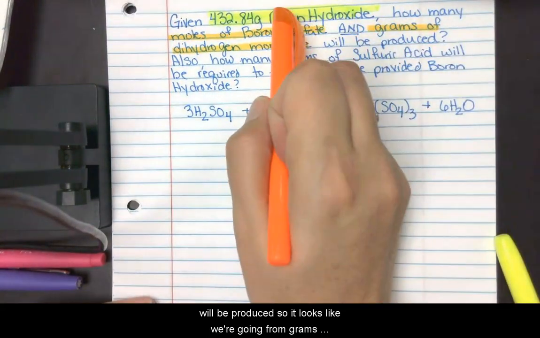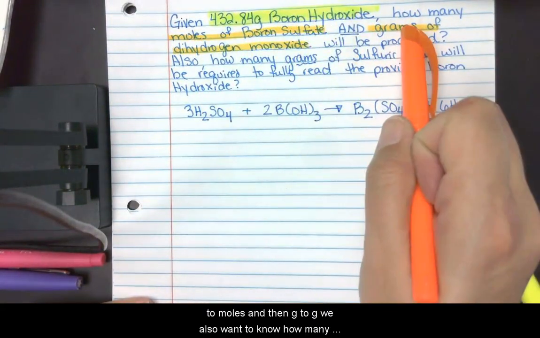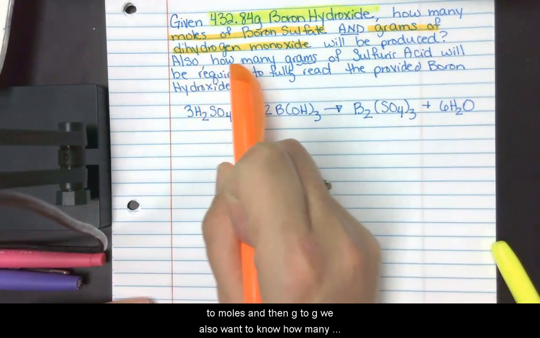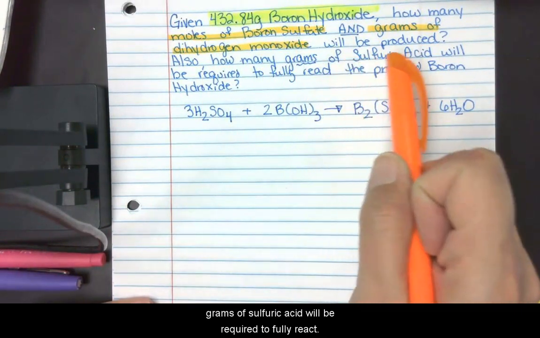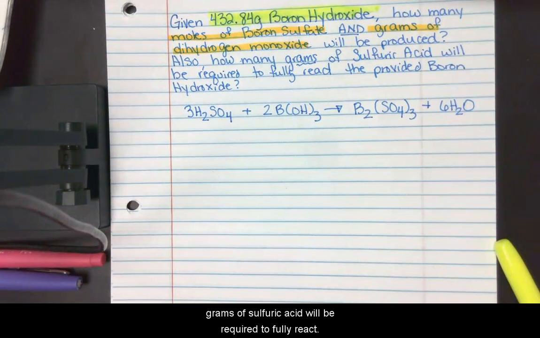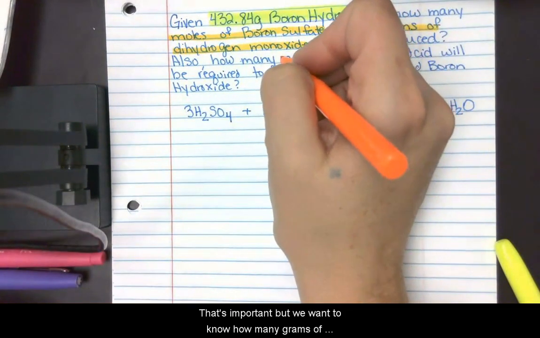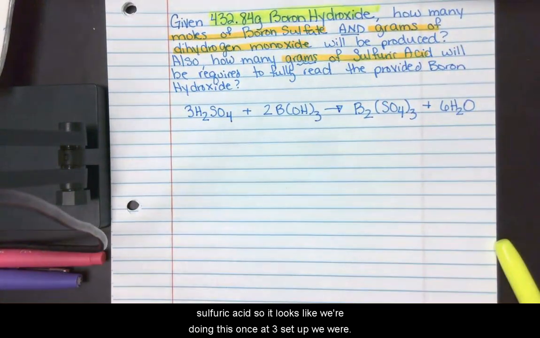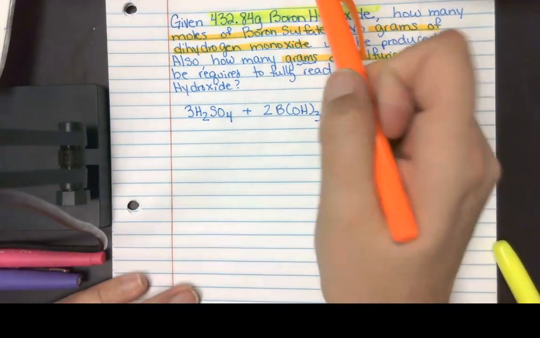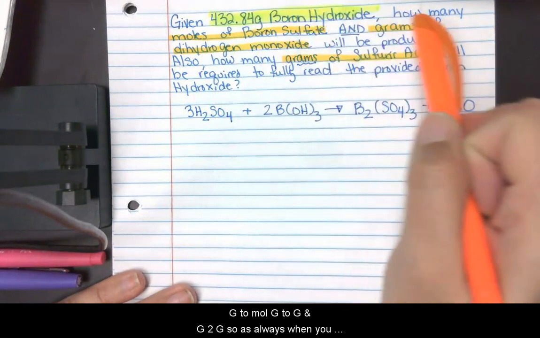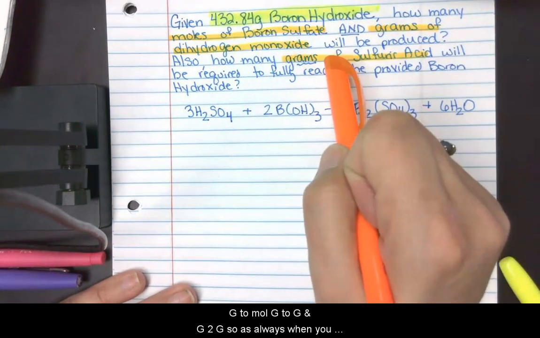So it looks like we're going from grams to moles and then grams to grams. We also want to know how many grams of sulfuric acid will be required to fully react. That's important, but we want to know how many grams of sulfuric acid. So it looks like this one's a 3 setup. We want grams to moles, grams to grams, and grams to grams.